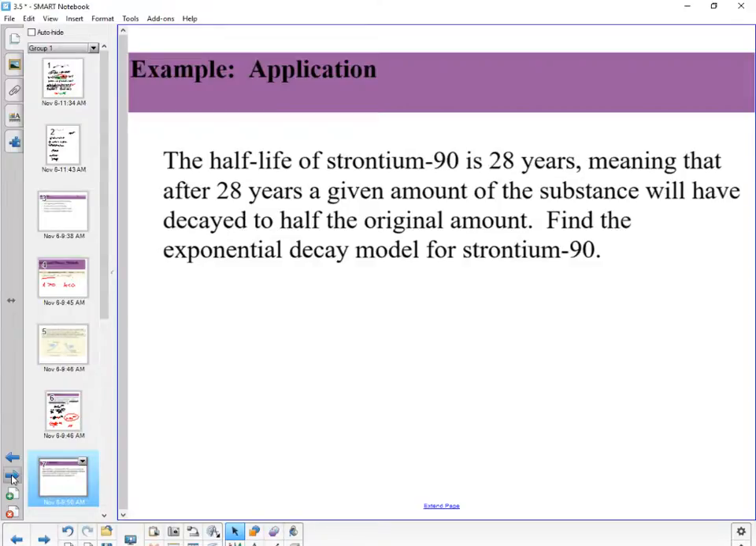Anyways, the half-life is 28 years, meaning that after 28 years, a given amount of the substance will have decayed to half the original amount. Find the exponential decay model for strontium 90.